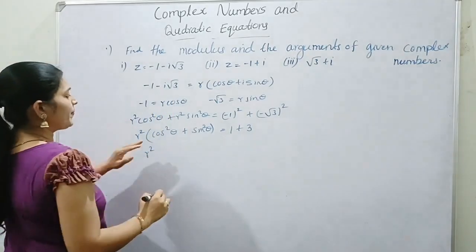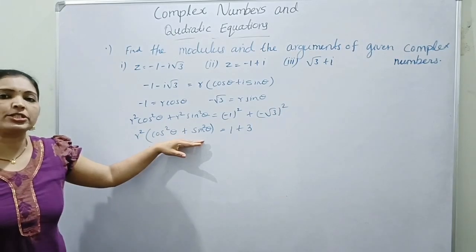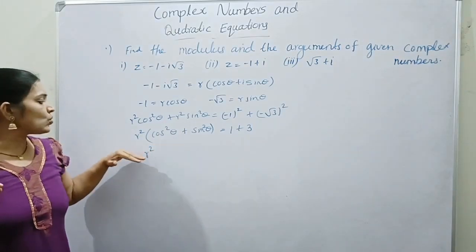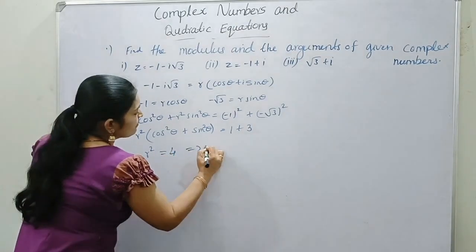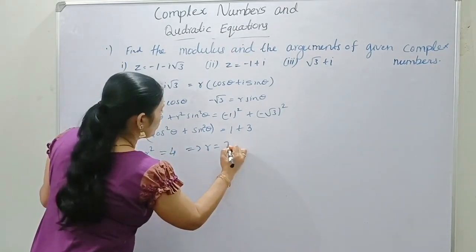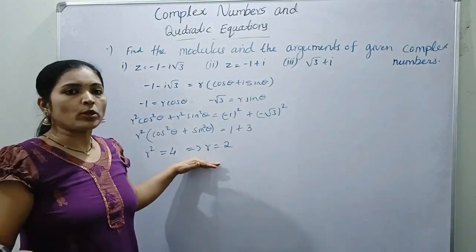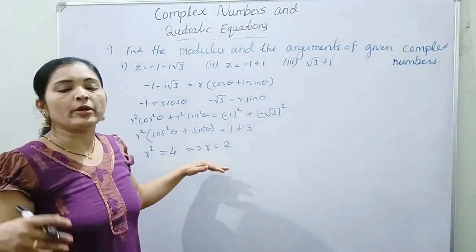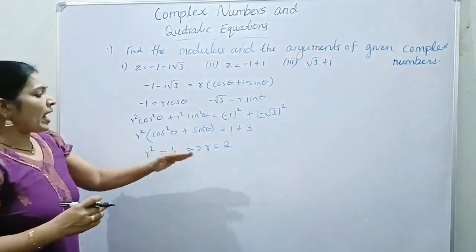So r square into cos square theta plus sin square theta is nothing but 1, that is the first identity of the trigonometric functions. So r square into 1 is equal to 4. This implies r is equal to 2. If r square is equal to 4, r is equal to plus or minus 2. Minus 2 is impossible because r is the distance from the origin to the point. So r is equal to 2.